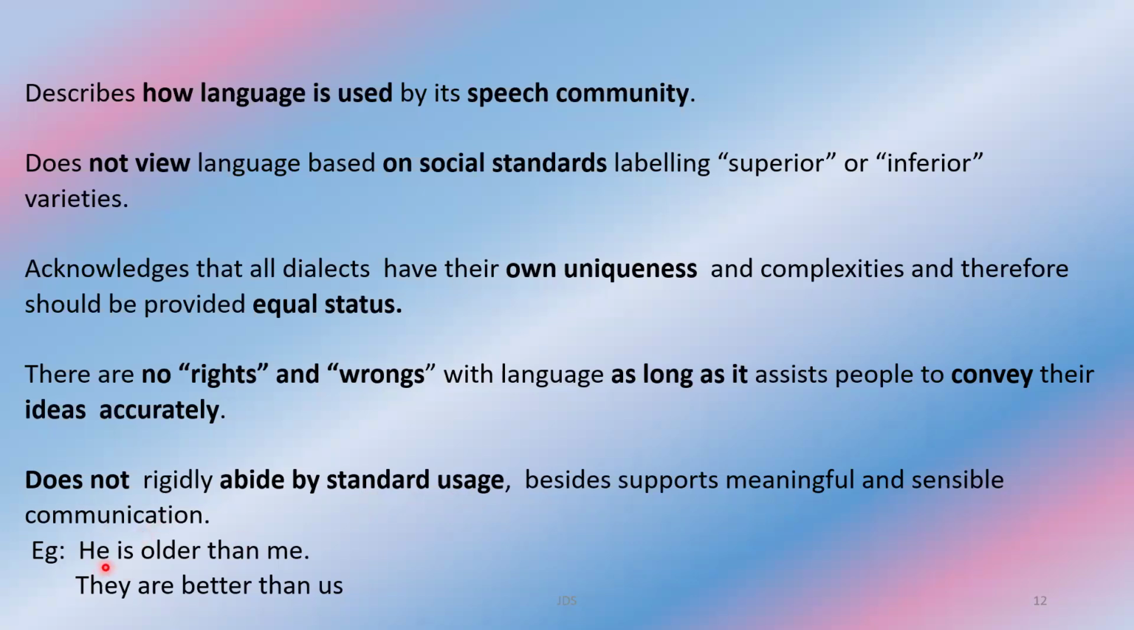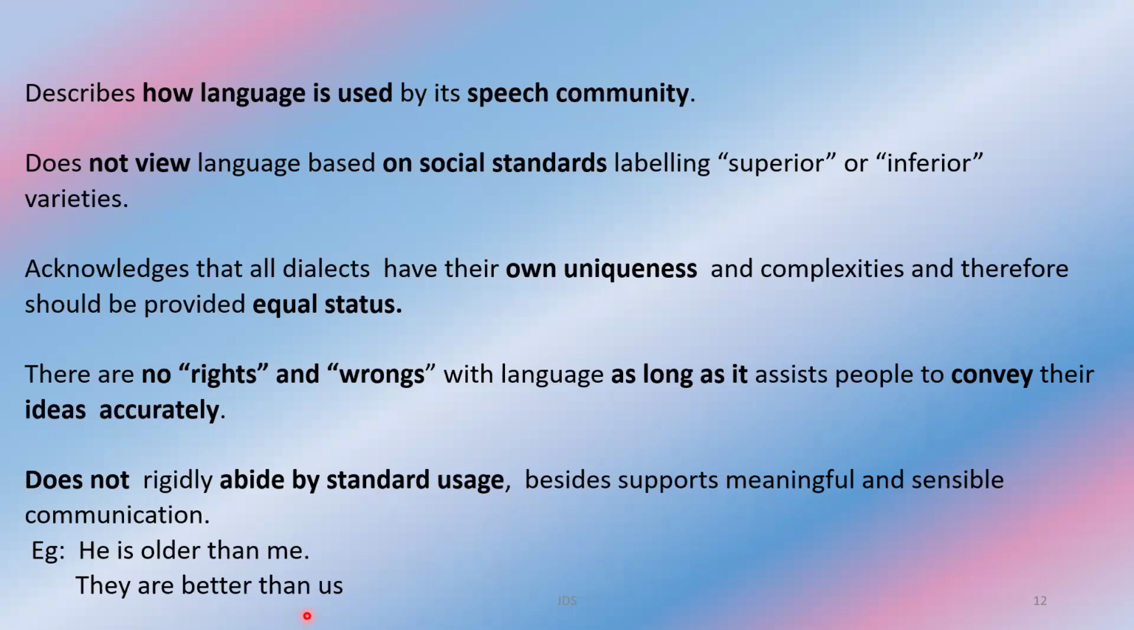Now see, he is older than me. In terms of prescriptive grammar, this is considered to be an ill-formed sentence. He is older than I. That is how they would define the correct structure of this sentence. But from the point of view of descriptive grammar, this is accepted. Why? It brings out the meaning that the person intends to convey.